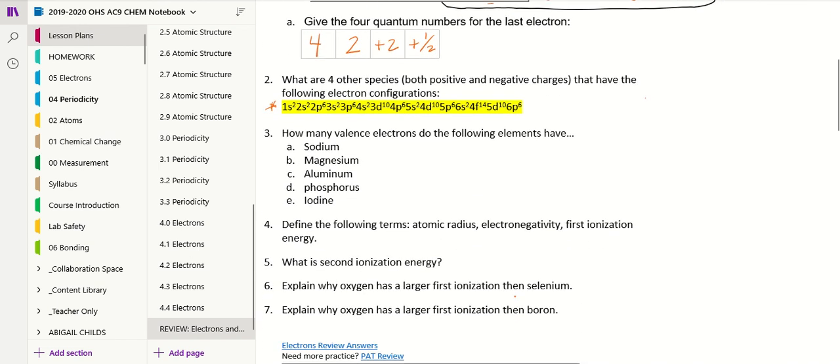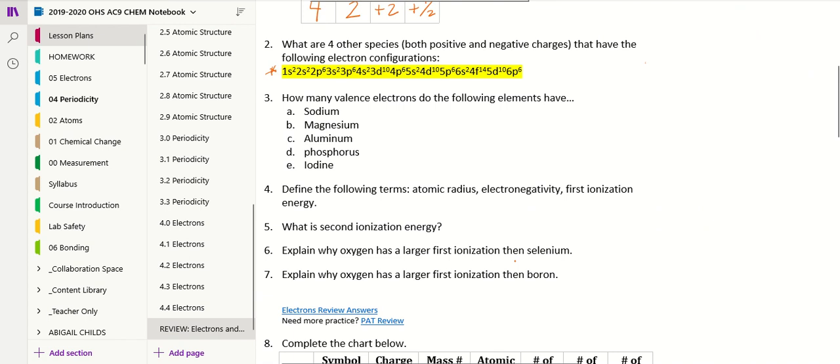Okay, number 2. This is a question that we haven't really addressed yet, but you guys actually are pretty familiar with it already. 6p6. What ends on 6p6? Radon? Radon's what I meant. You know what I meant. So radon is an example of something that's neutral that ends on 6p6.